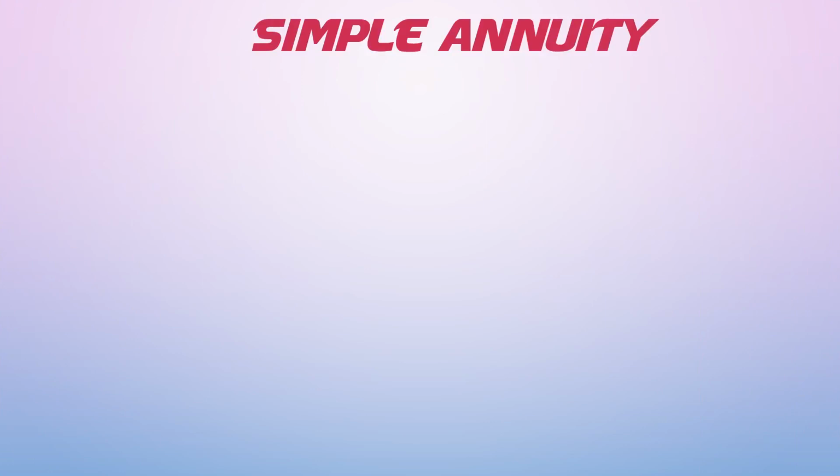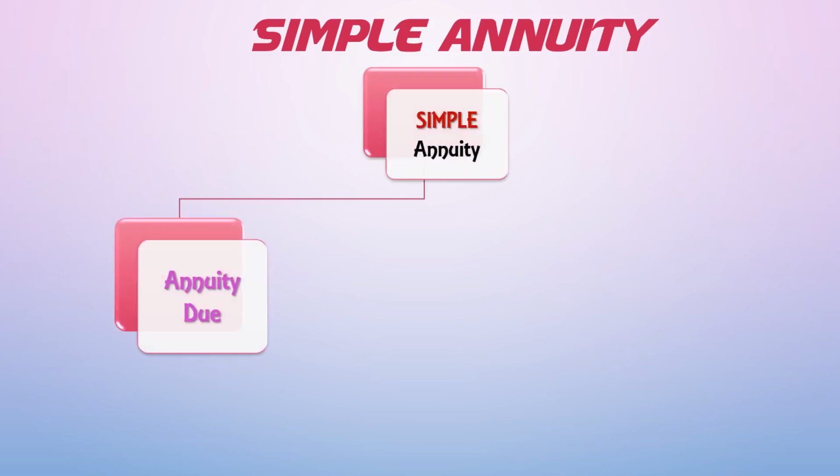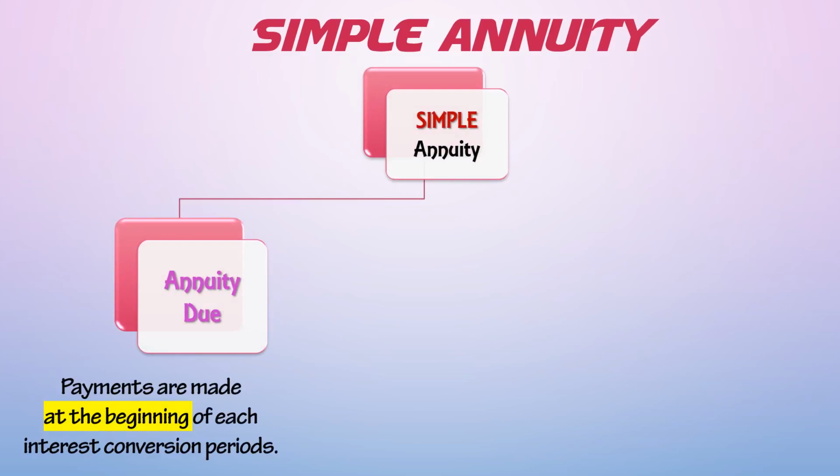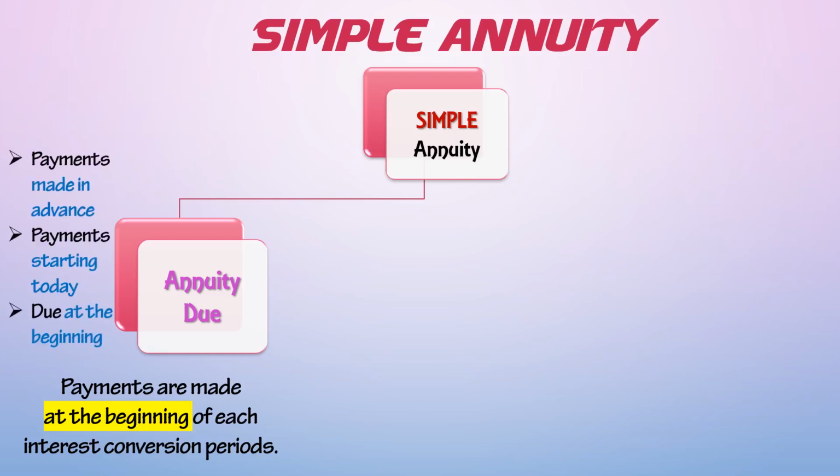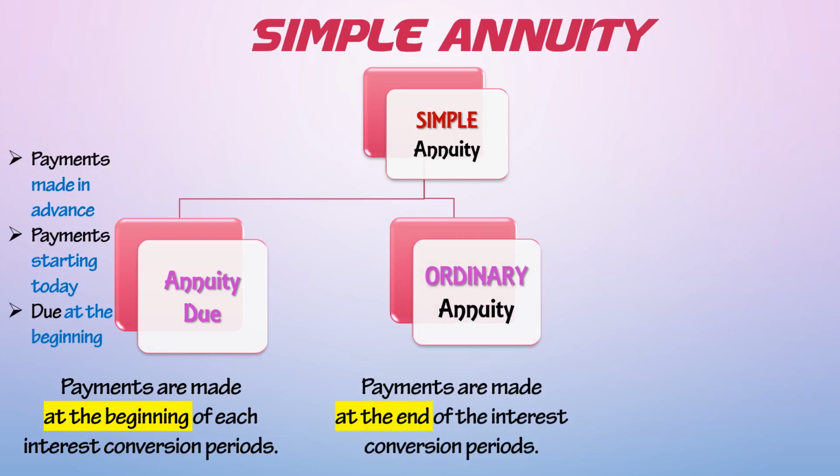Okay, let's move downward. So we defined earlier simple annuity as an annuity having the same payment interval and conversion period. Under it, we have the annuity due, wherein payments are made at the beginning of each interest conversion period, or the periodic payment is made at the beginning of each payment interval. Other clues or terms that you might encounter could be payments made in advance, payments starting today, or due at the beginning. Now, ordinary annuity, here payments are made at the end of the interest conversion period, or the periodic payment is made at the end of each payment period.